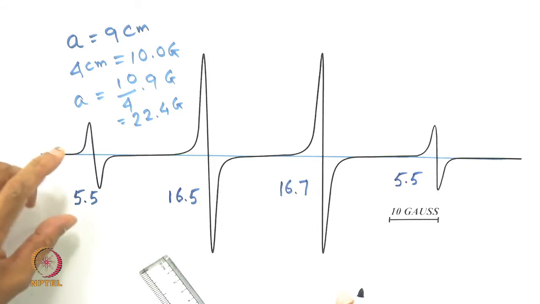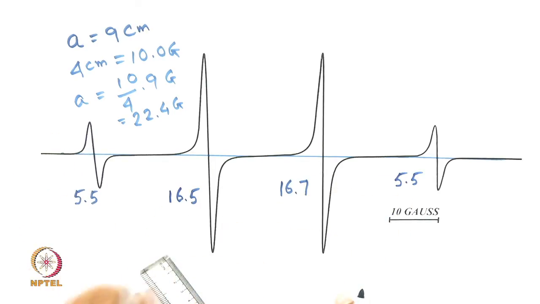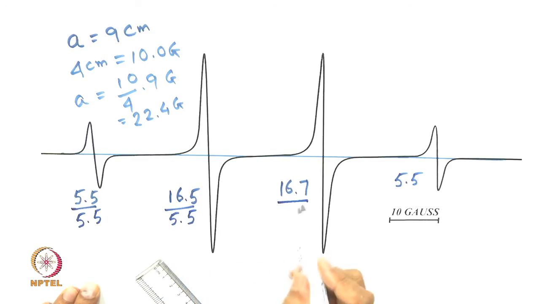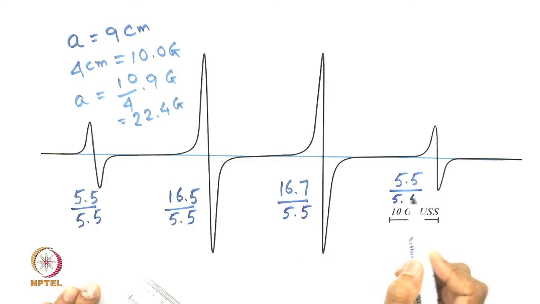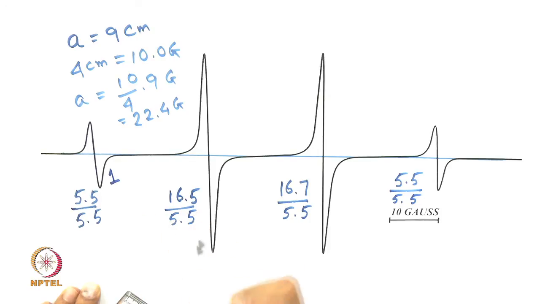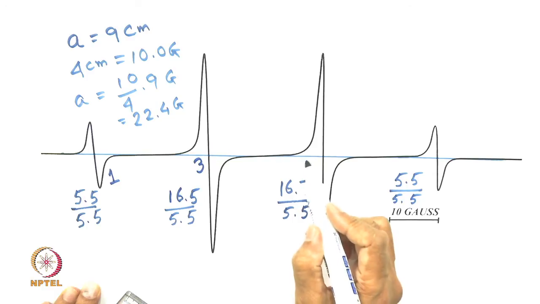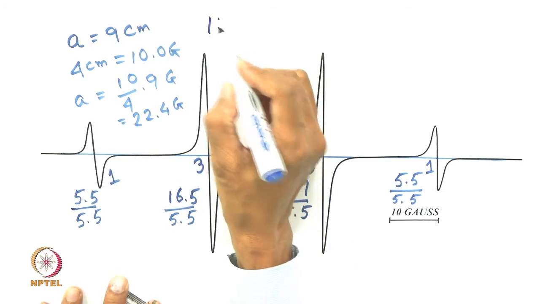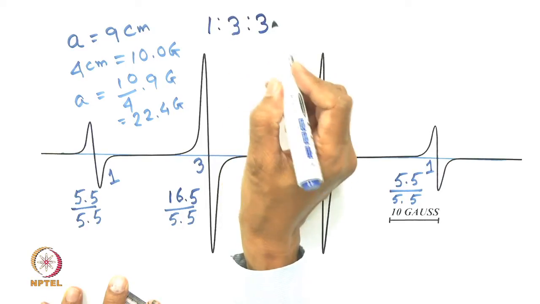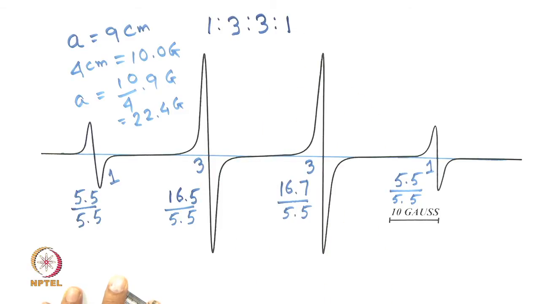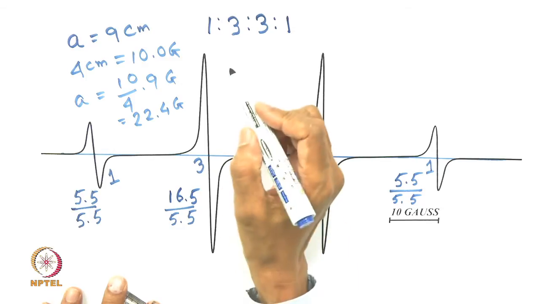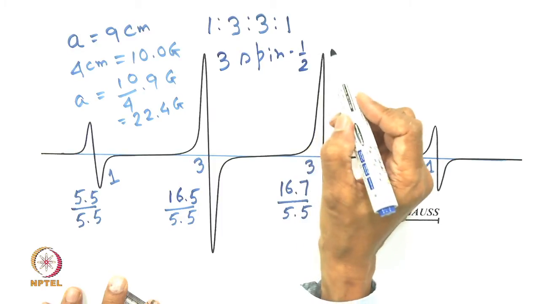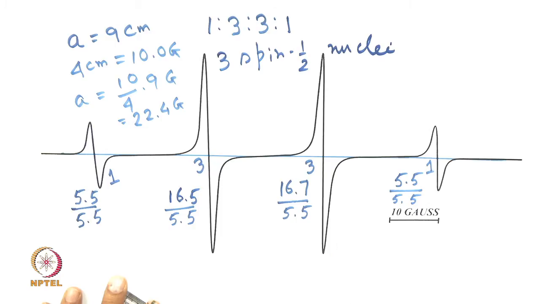So, to normalize all the intensities with respect to the outermost line, we divide this number by 5.5. That gives the relative intensities to be, let us say this is 1, 3, this is very nearly equal to 3, this is 1. So, we have got the 4 lines with this sort of relative intensity, 1, 3, 3, 1. Now, this can come of course from 3 equivalent nuclei with spin half. So, we have got 3 spin half nuclei that is present in the radical.